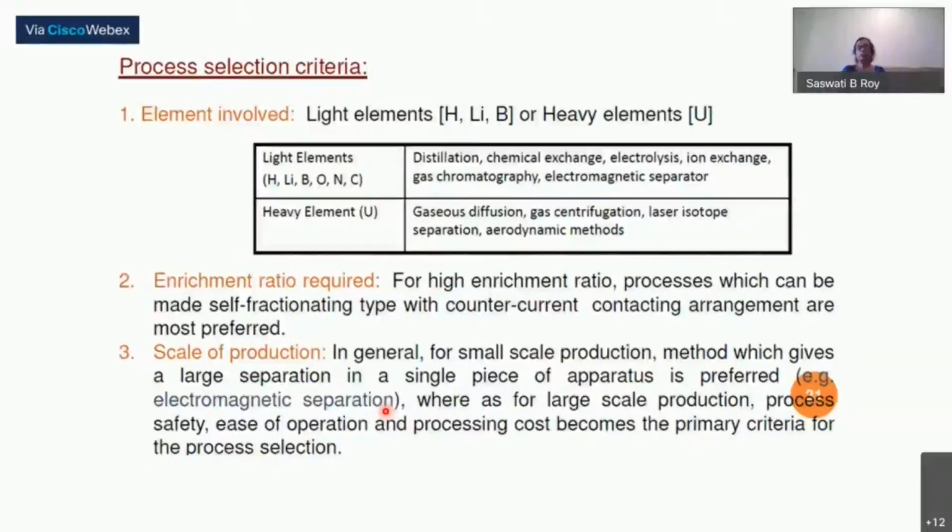With countercurrent movement, we can make contacting equipment in such a way that continuous operation is feasible, and we can go on adding capacity. And if the scale of production is very low, but you need a very high separation for a small quantity, then we can go for target-oriented things like laser isotope and all.